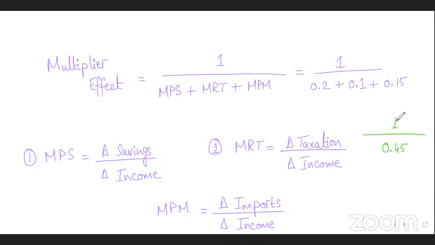So when you do 1 divided by 0.45, what's the answer that you get? Let me use a calculator for this. That will give you 2.222, right? So let's round this off to 2.23. Now this is your multiplier coefficient. Using the formula that I've written on the board, the multiplier effect, or the multiplier coefficient as we sometimes say, is 2.23. What that means, as I just explained, is that for each $1 increase in injection, there will be a $2.23 increase in the country's GDP.